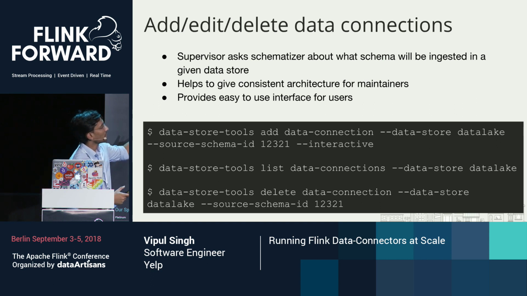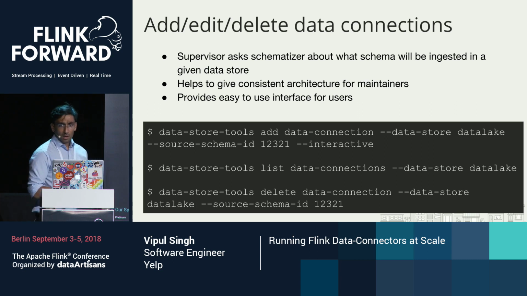You can list which data connections are there, and you can also remove or disable these data connections. The connections are managed by the Schematizer. And the data connectors are instrumented by Schematizer for what data needs to be ingested where. This goes back to what I personally believe: the Schematizer is the brain of the system. It actually sees where the data is moving in the entire ecosystem.